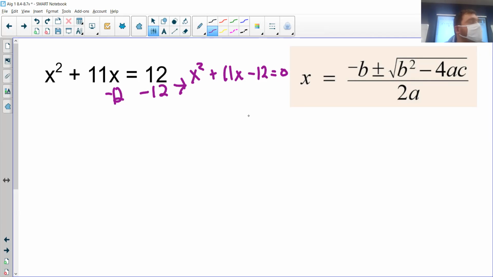After you set it up equal to 0, you can do your ABC and then plug it in. Everyone try it now. Notice it's a negative 12, so keep that in mind.